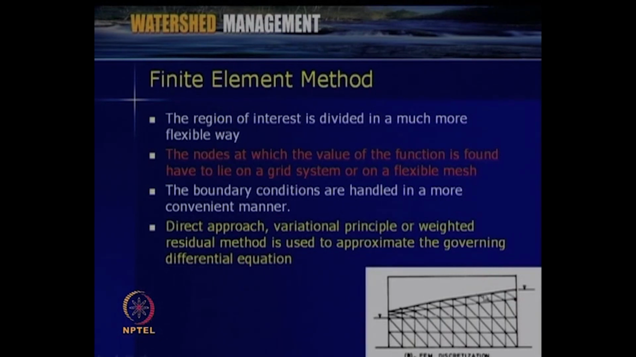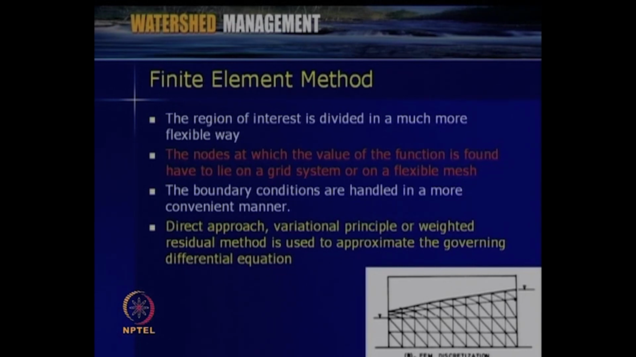Say for example, the same earthen dam which we have seen in the previous slide for the finite difference scheme. Here, instead of a rectangular or square grid, we can use triangle elements like this, so that we can represent the variation of the irregular boundary very easily. The nodes at which the values of the function are found may lie on a grid system or a flexible mesh. This junction is the so-called node and this is the so-called element. So, the boundary conditions are handled in a more convenient manner. That is the advantage of the finite element method.